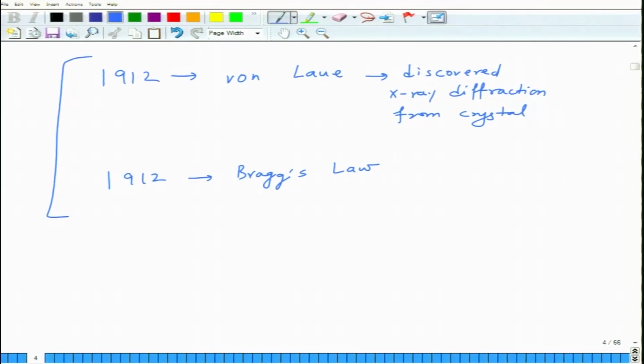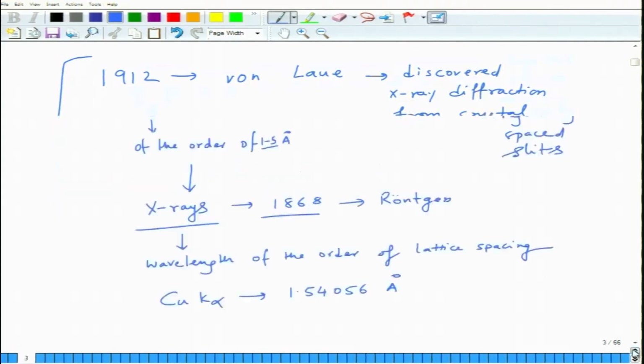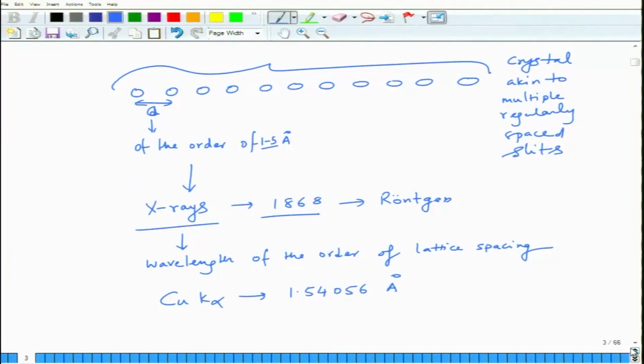So, we will not get into the history of it, we will just stop here, but this is basically the message: you needed to find a radiation whose wavelength was comparable to the lattice spacing, because a lattice can be considered as an array of slits, and it happened only when X-rays were discovered, because X-rays had a wavelength of the same order of magnitude as the lattice spacing.